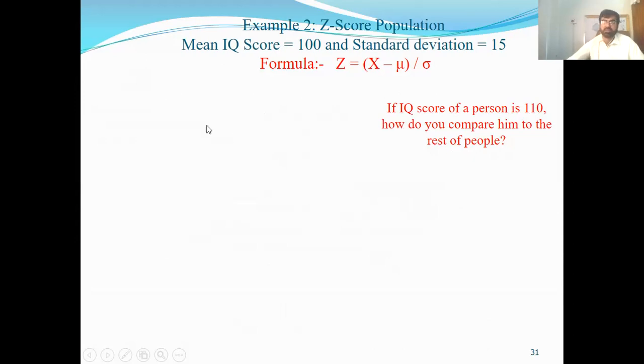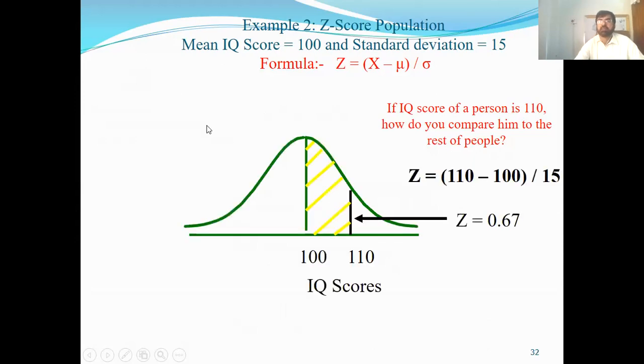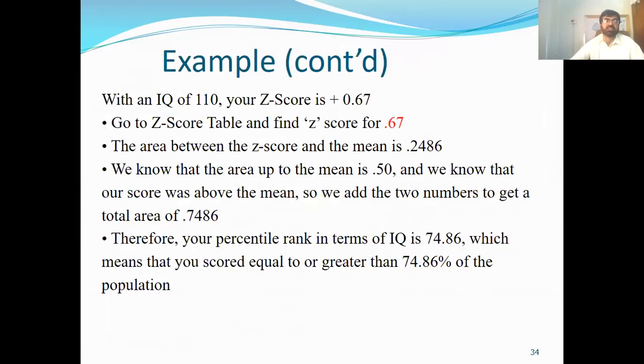So now let's do it on the slide. This is 0.67. So they will fall over here. 110 is over here. They are above the average people. Now what is the interpretation? When an IQ is 110, your z-score is 0.67.